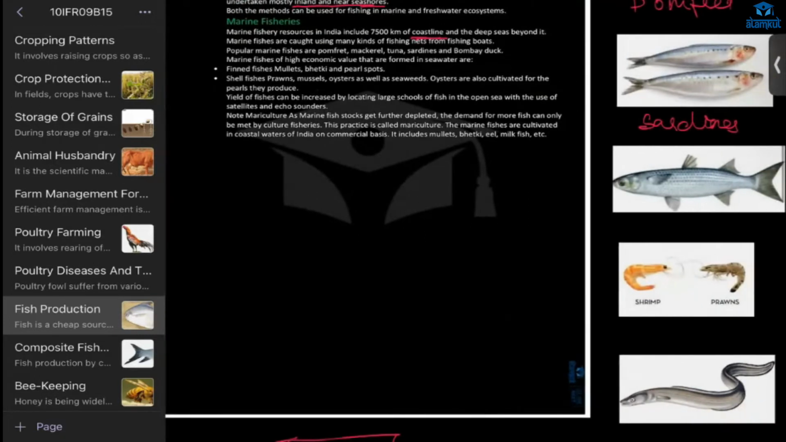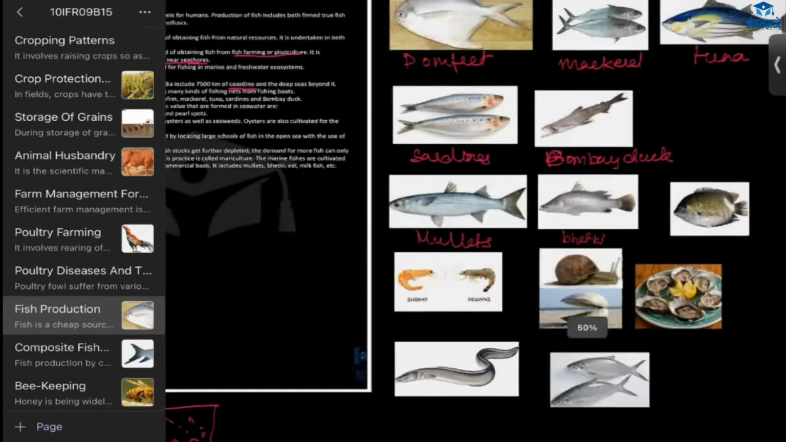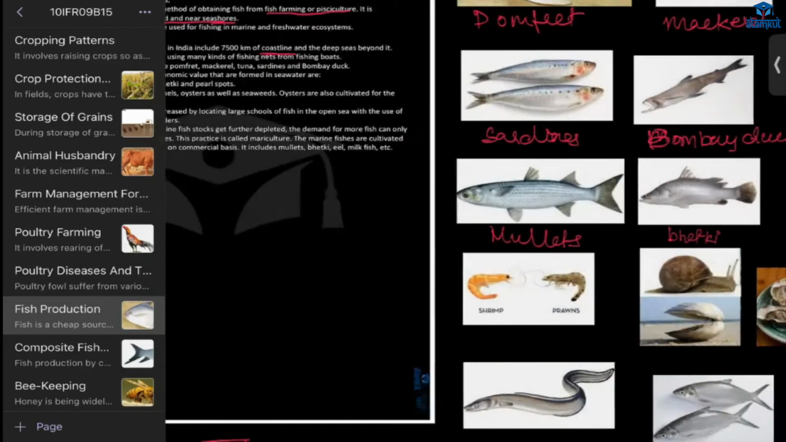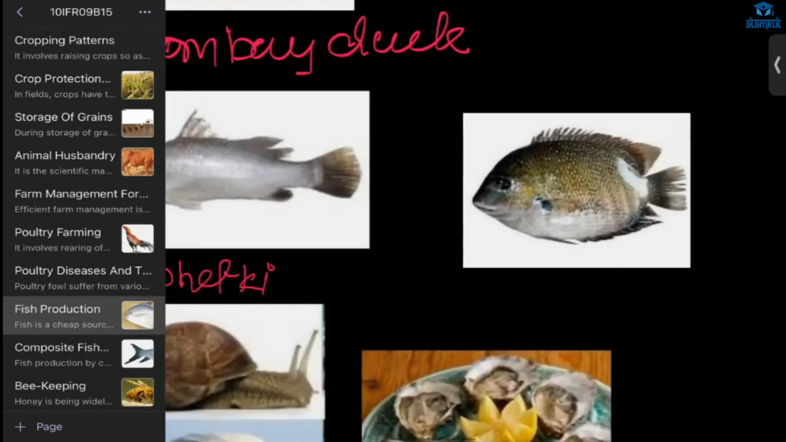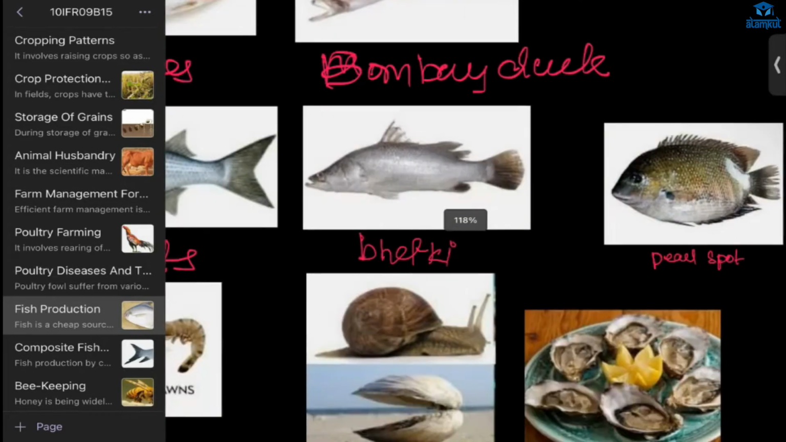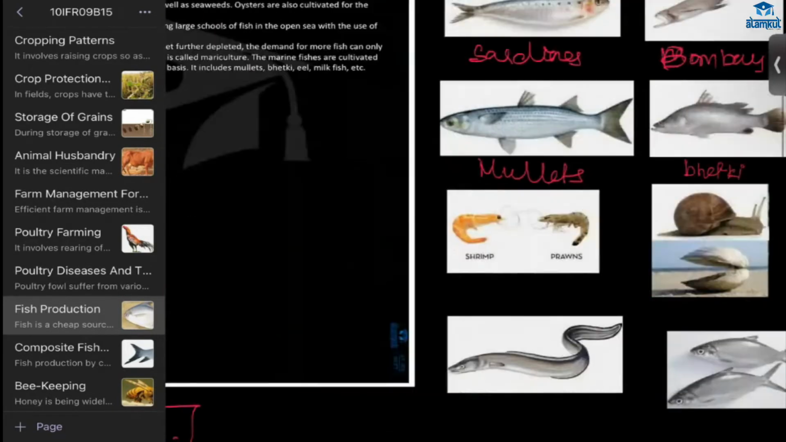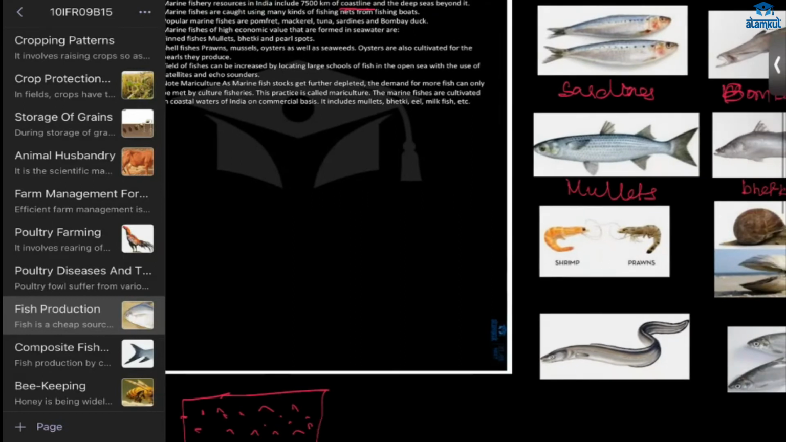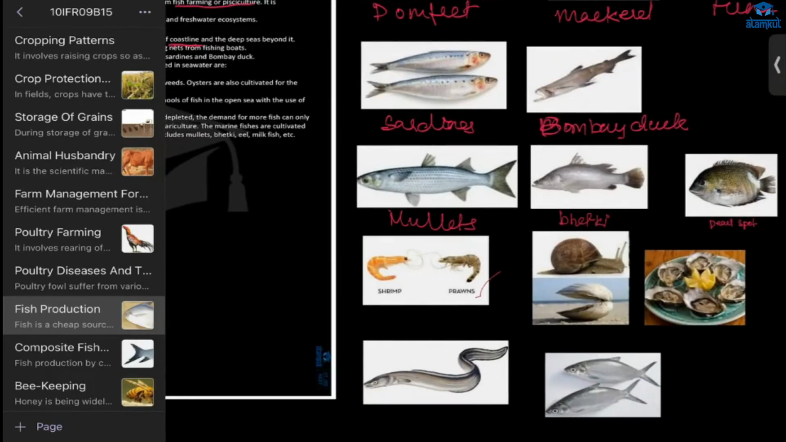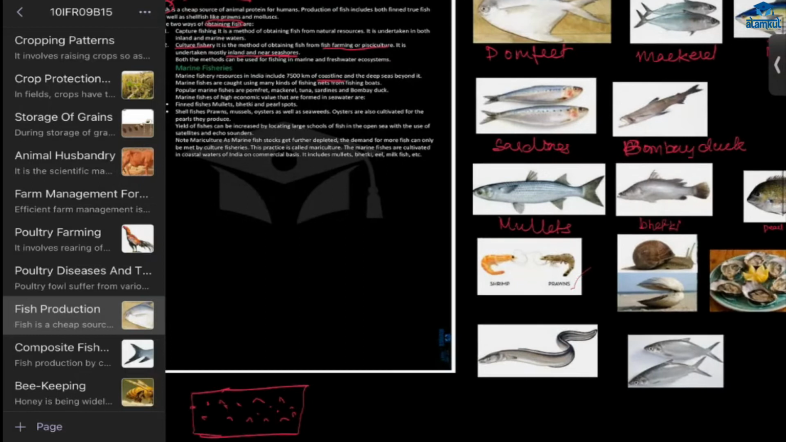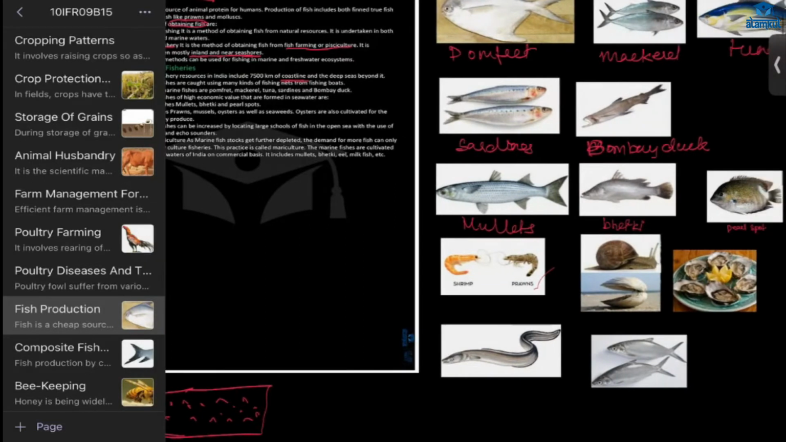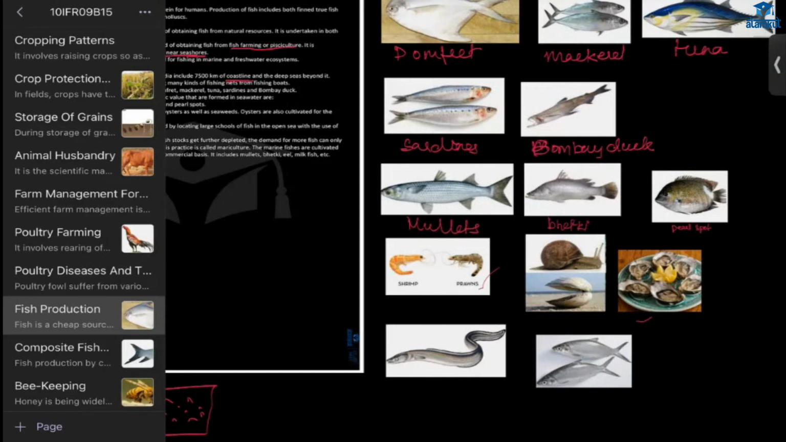So we have mullet, then bekti. In this you can see pearl spot. You can see spots here, right? That's why it is called pearl spot. Different kinds of fishes. Okay. And we also have prawns. Then seafood is also there. Okay. That oyster, snails, these all are, many people eat them.